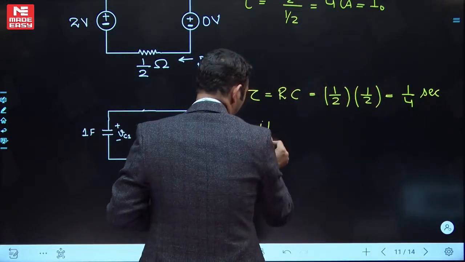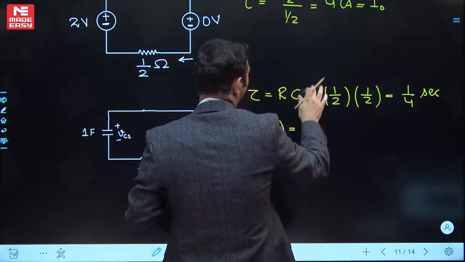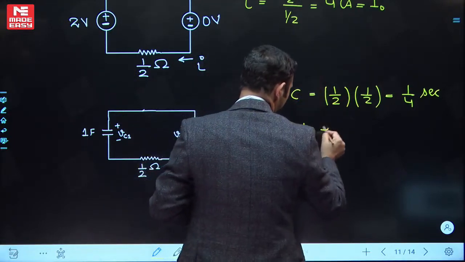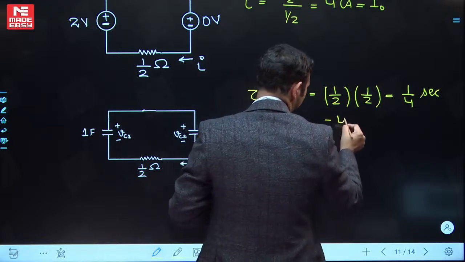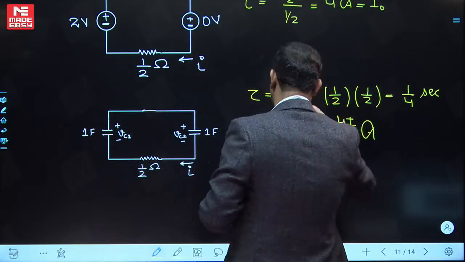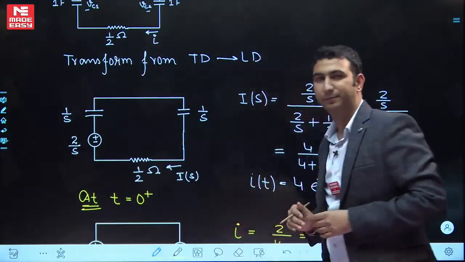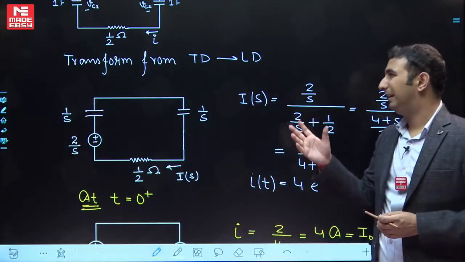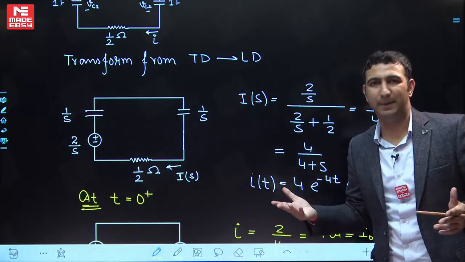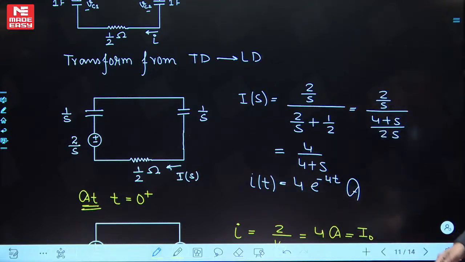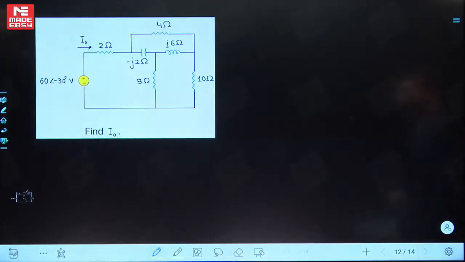Substitute in the main formula, I(t) will be equal to I naught, which we have calculated as 4, e to the power minus t by tau, that is 4 e to the power minus 4t ampere. Same answer. Okay, so that's how you can handle this kind of question. You can go with the Laplace also if you are comfortable with that. Let's see the next question. Quickly have a look, then we will solve this.